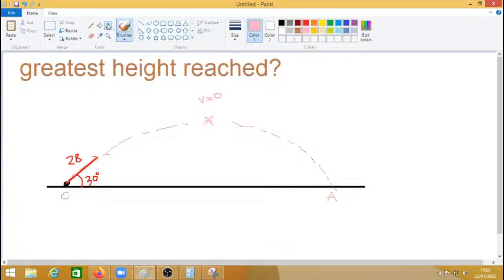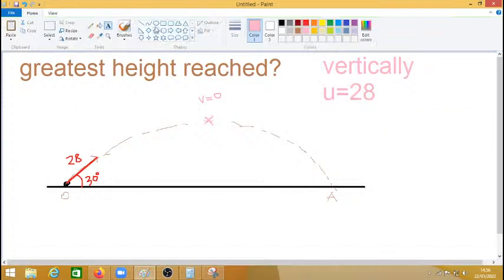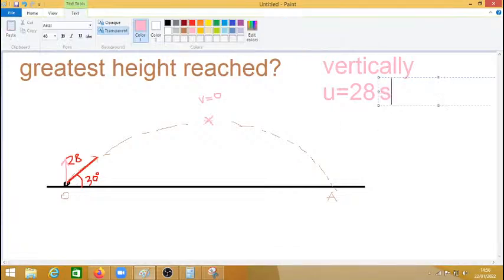So let's see what we do know vertically. We have the initial velocity is 28 at an angle, but because we're talking vertically, the vertical component of that would be 28 sine 30 or 28 cos 30. Let's draw it out. So the vertical component would be this one. That's not next to the angle, so I'm going to use sine. So it's going to be 28 sine 30.